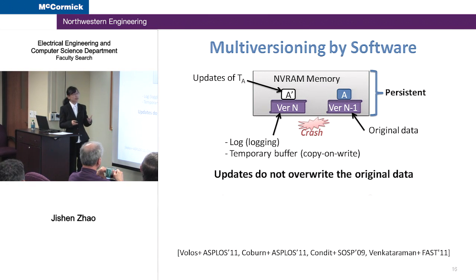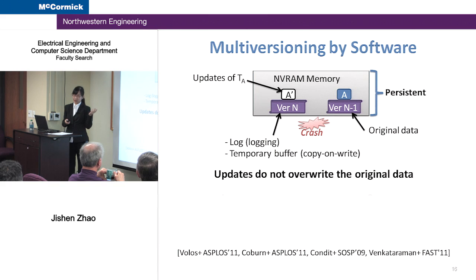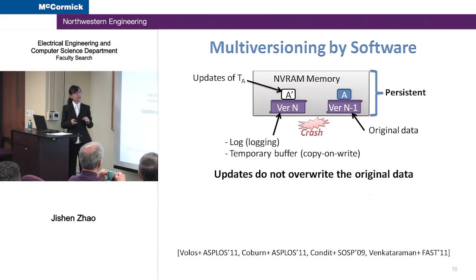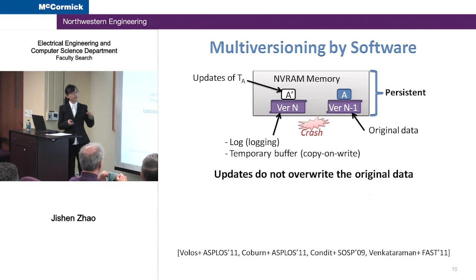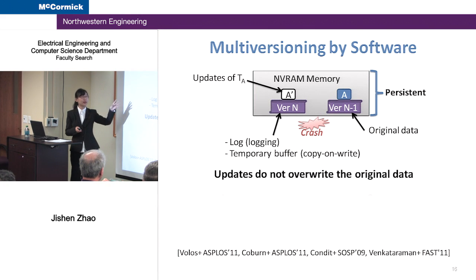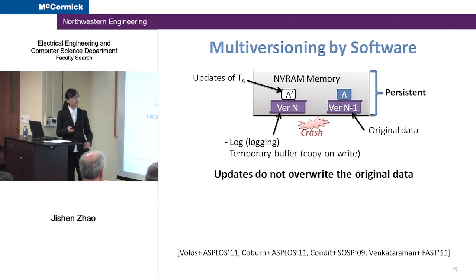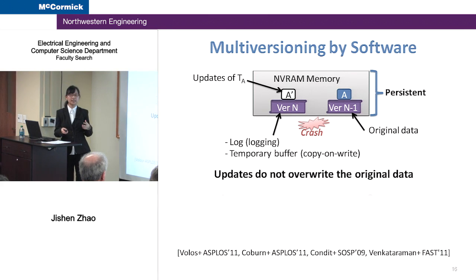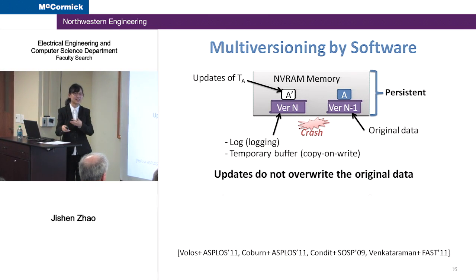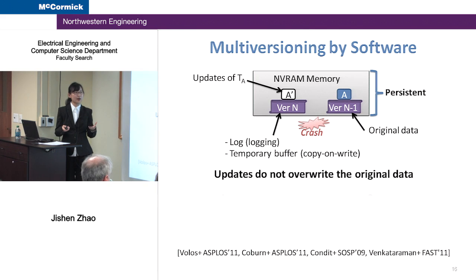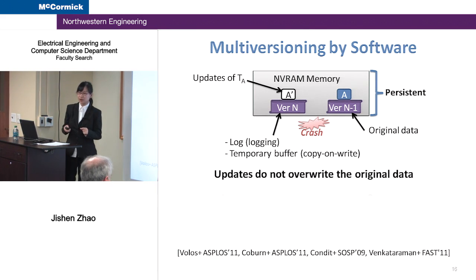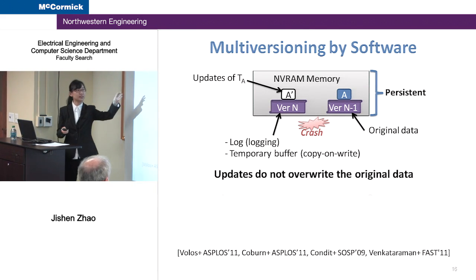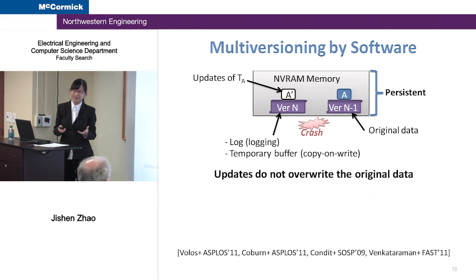Then the system can crash in the middle of this transaction. But even though one of the versions is corrupted by the partially completed transaction when the system crashes, the original data will always be intact because it is not being updated at this time. So it is always valid. We can always undo the transaction with this valid version of data and pretend that the transaction has never been executed.